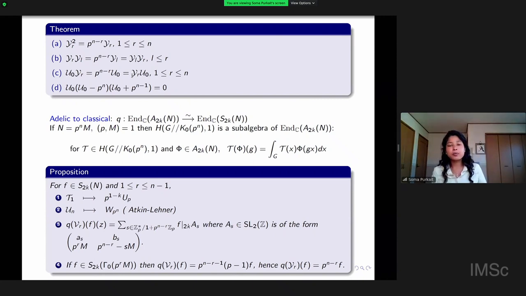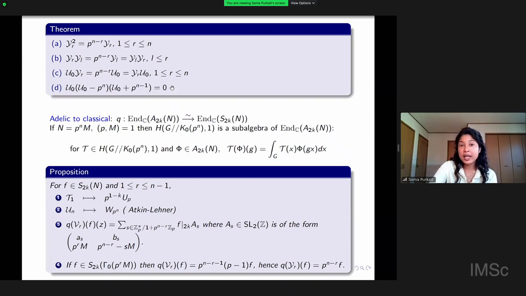Okay, so then we have Hecke algebra elements. We can translate these Hecke algebra elements to get operators on the space of cusp forms of level n. We have this well-known isomorphism between the space of automorphic forms of level N and the space of classical cusp forms of level N. So we have an isomorphism between the endomorphism algebras, and it turns out that if I take N equal to p to the power n times m, where p to the power n strictly divides N, so m is coprime to p, then this Hecke algebra is a subalgebra of the endomorphism algebra of S_2(K_n).